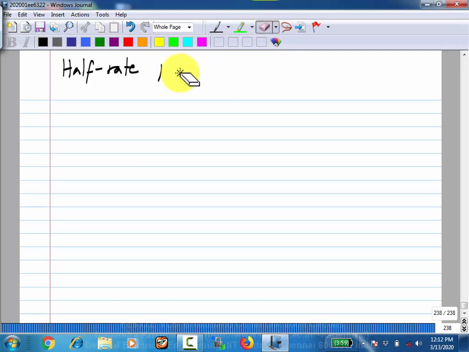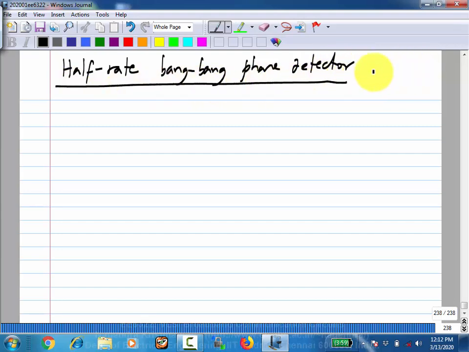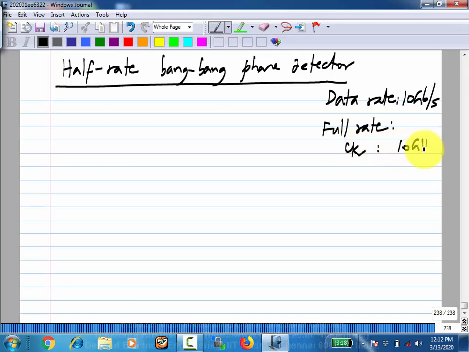So let's look at the half rate bang-bang phase detector. What is meant here is the following: the data rate is still the same. So let's say the data rate is 10 gigabits per second. Then in a full rate phase detector, the clock will be at 10 gigahertz, right? It will complete one cycle in 100 picoseconds.